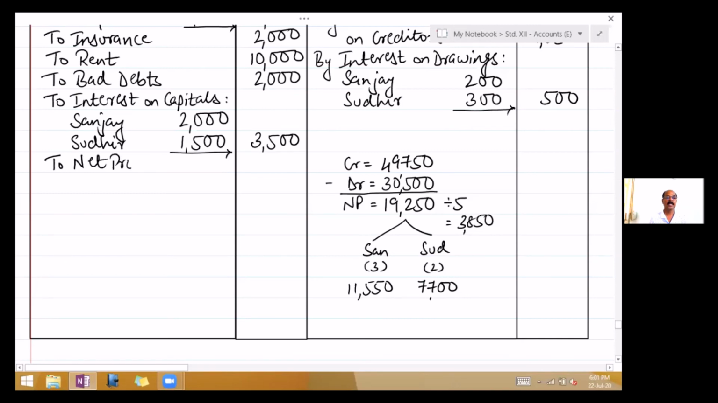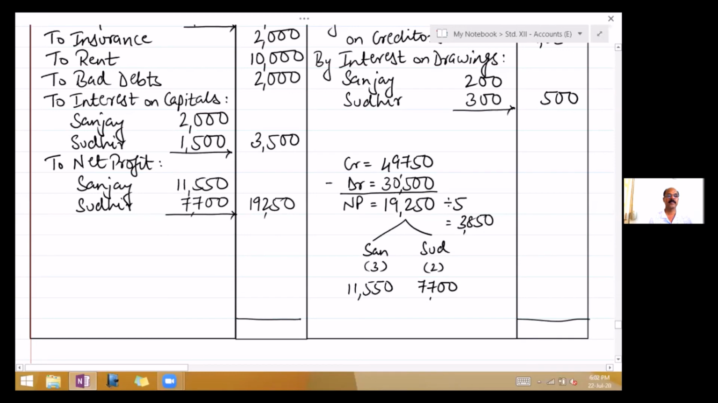In the inner column, Sanjay 11,550 and Sudhir 7,700. Outer column 19,250. Okay. And show the total of the P&L account, which was 49,750.